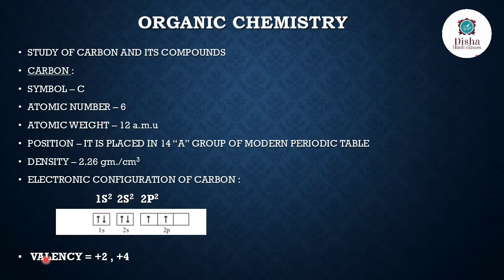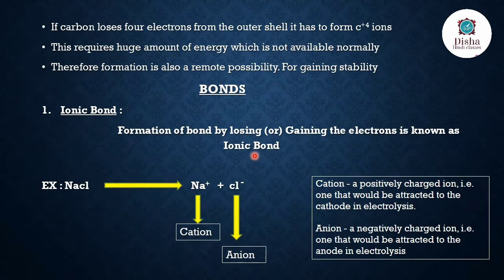Valency is +2, and if carbon loses 4 electrons from the outer shell, it has to form C+4 ions. This requires huge amount of energy which is not available normally. Therefore, formation is also a remote possibility for gaining stability.